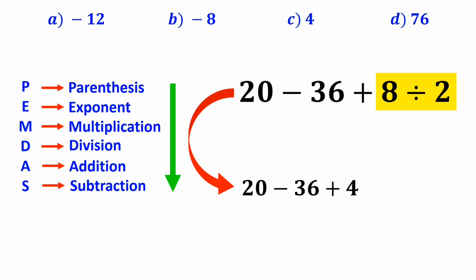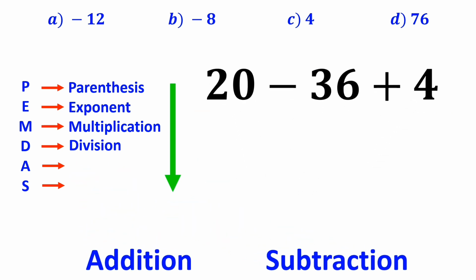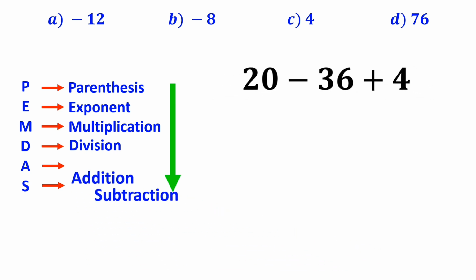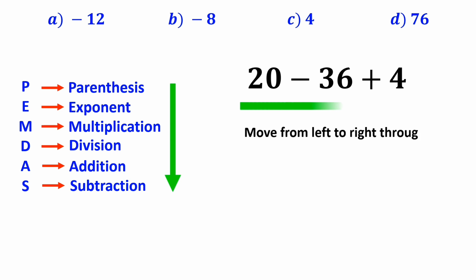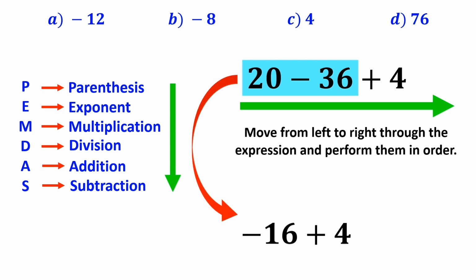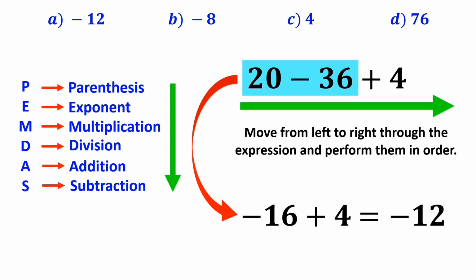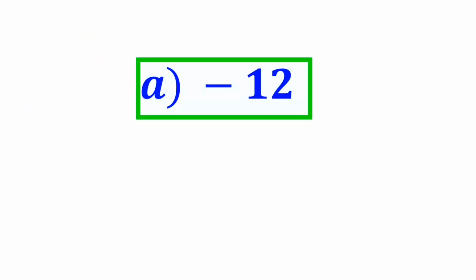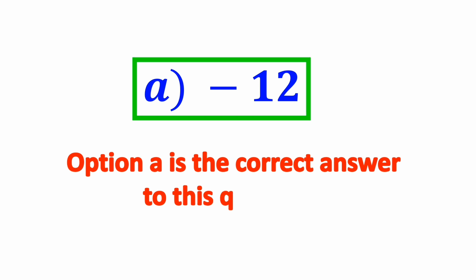Once again, we should remember that addition and subtraction also have the same level of priority. And the best thing to do here is move from left to right through the expression and perform them in order. So, first we do the subtraction between 20 and 36, which simplifies the expression to negative 16 plus 4. And finally, the value of this expression is equal to negative 12. Therefore, option A is the correct answer to this question.